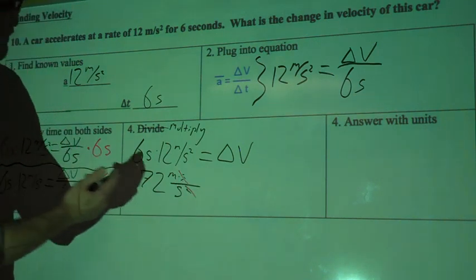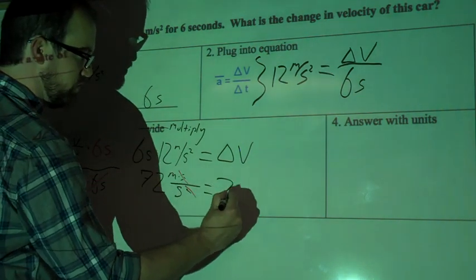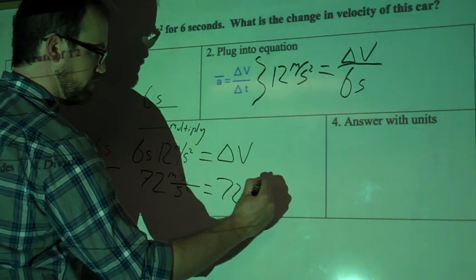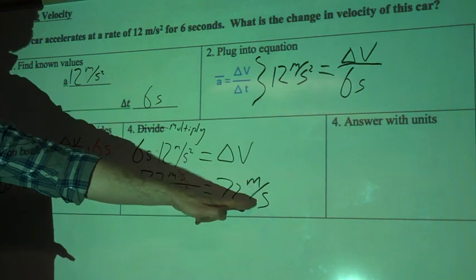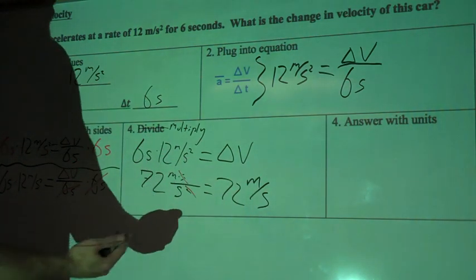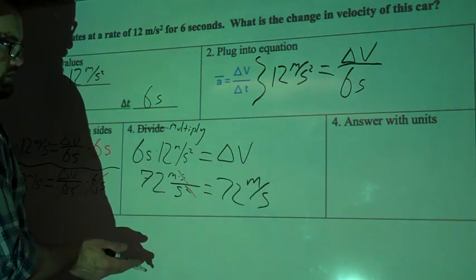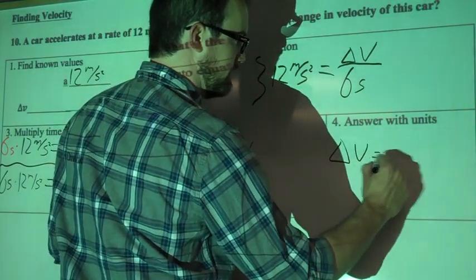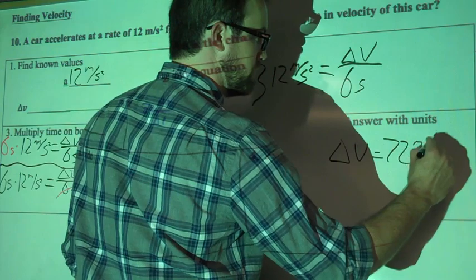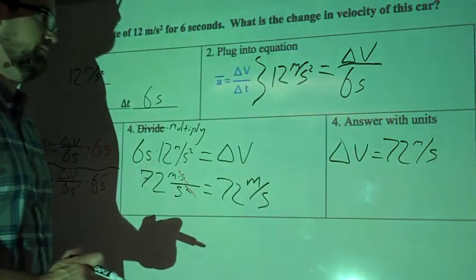What we're left with is 72 meters per second. And we're looking for a change in velocity. Now we have meters per second. Perfect. Okay, so let's write our full answer with units over here. So I've got change in velocity equals 72 meters per second. That's it.